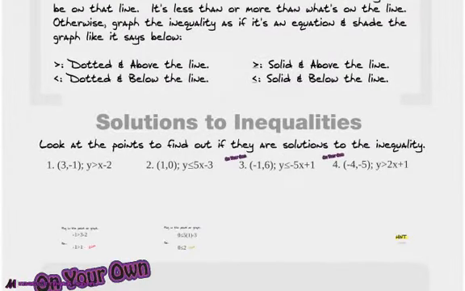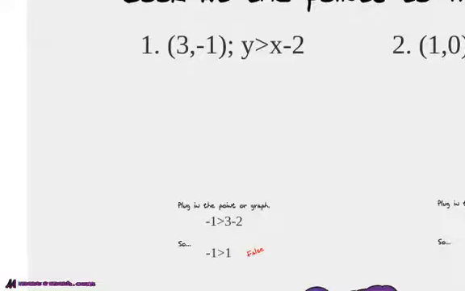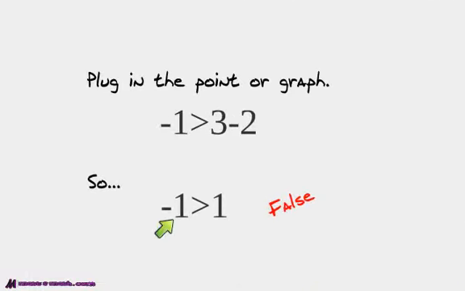So let's talk about this. Let's see if these are solutions to the inequalities. Just like before, I asked you to pick a particular point and see if it solves it. This is what we're going to do now. So we take 3, negative 1. Well, that's my x, that's my y. Plug in the point. We get negative 1 for y, and 3 for x. Is negative 1 greater than 3? No, that's false. So it's not a solution. It wouldn't be in the shaded area. Does that make sense? This point would be outside the shaded area.